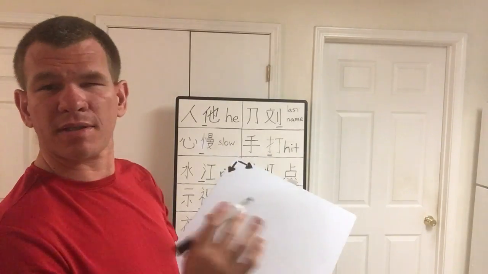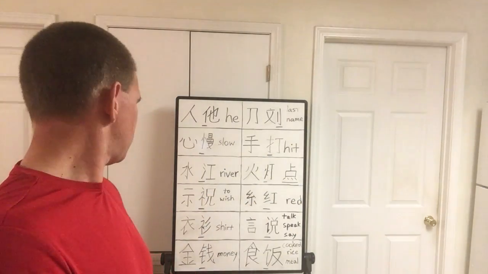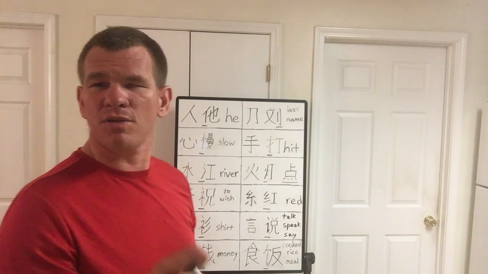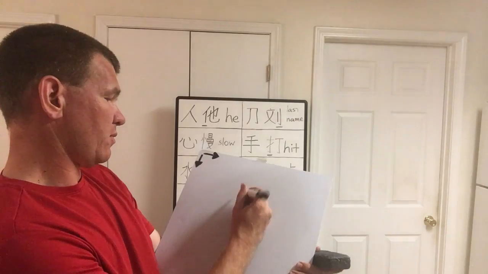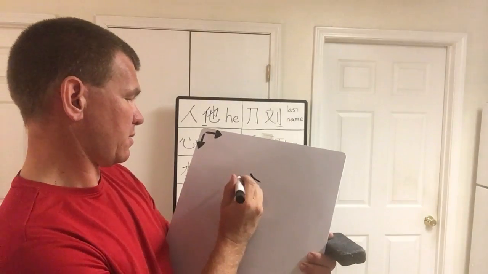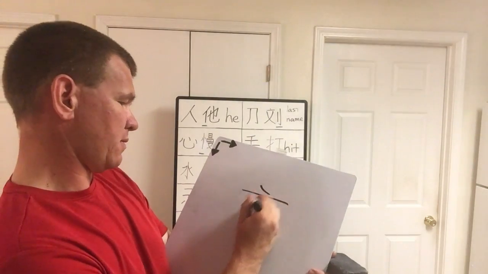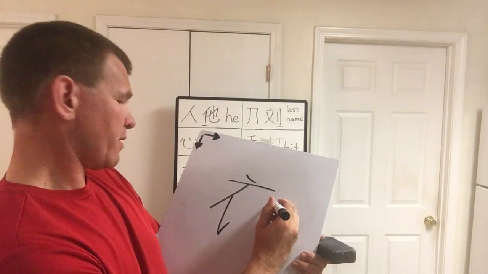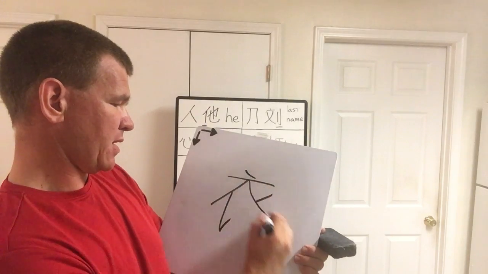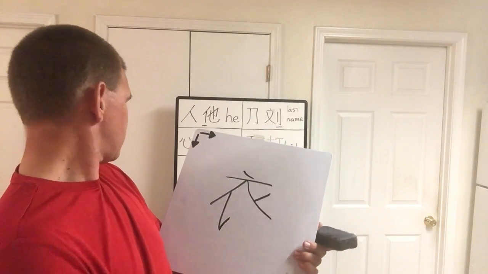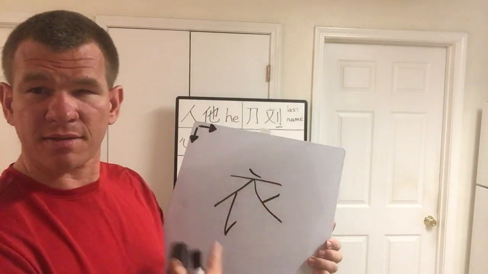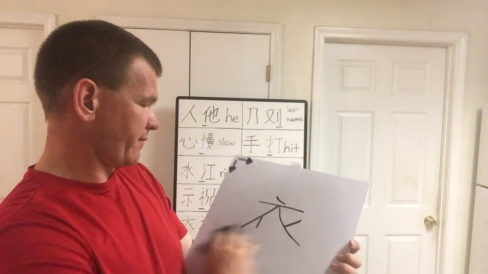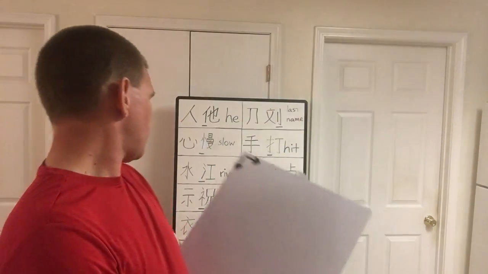Okay, the next one is shirt. Oh, I'm sorry. The big one. Clothing or clothes. First stroke, second stroke, third stroke, fourth stroke, fifth stroke, sixth stroke. Okay, that's what it is by itself, not the radical, but that's what the character looks like. This is clothes or clothing. All right, the radical.